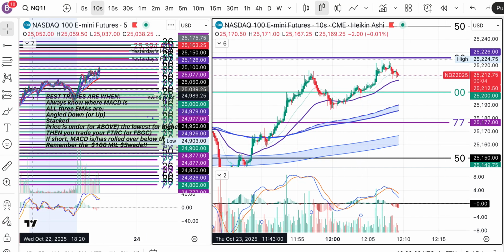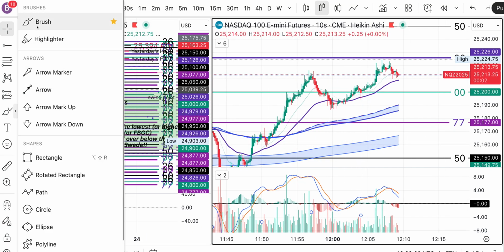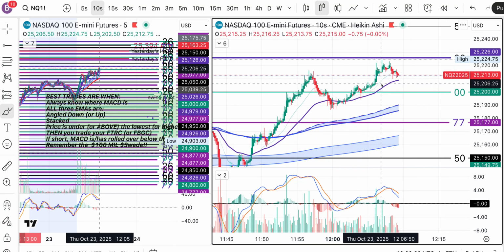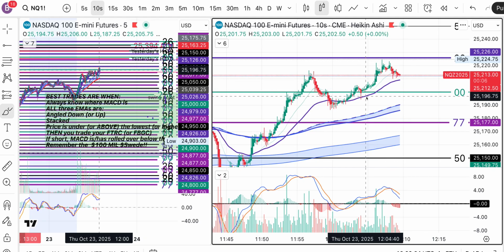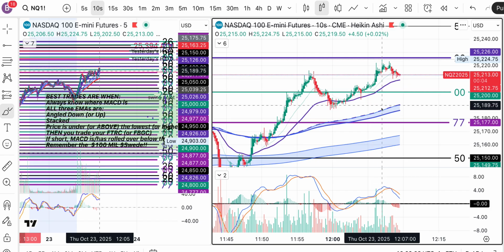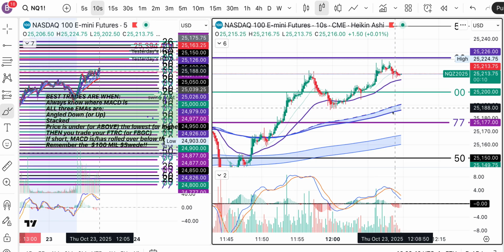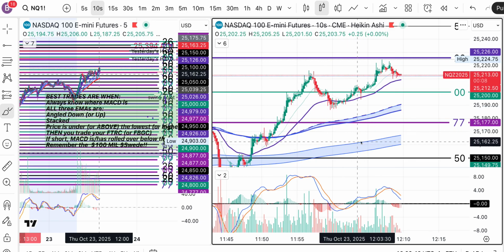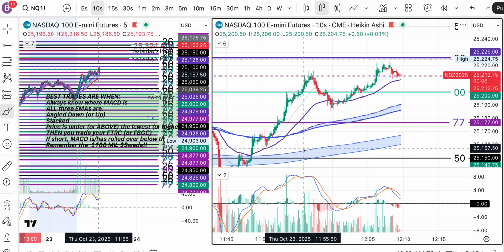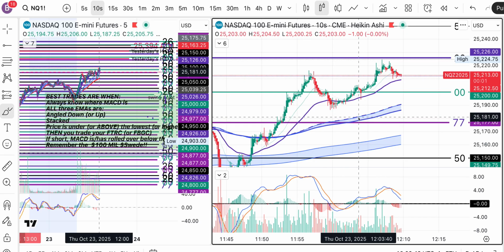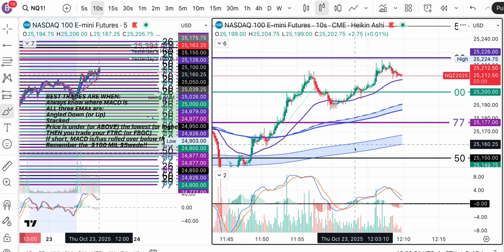As far as the EMAs, the first one here is this purple line. This is the 1 minute 8 EMA. The second one here is the 5 minute 8 EMA, and the third one is the 15-minute 8 EMA. The second and third, I've created zones by going basically 7 through 9, 7 through 9, and this one's just 8.